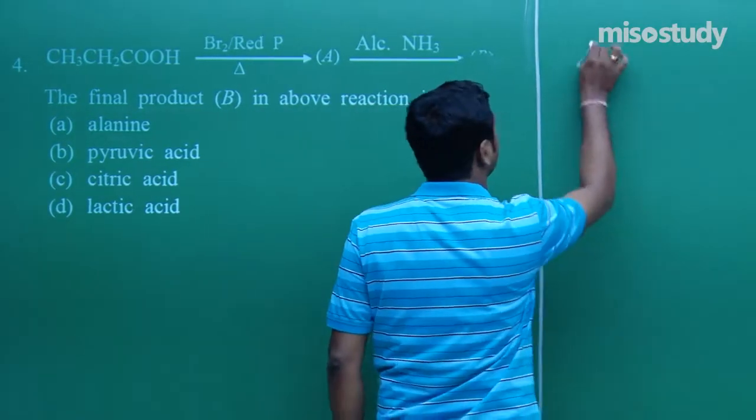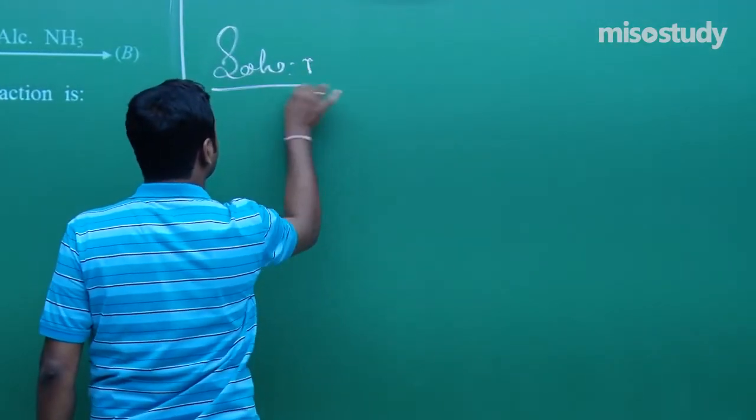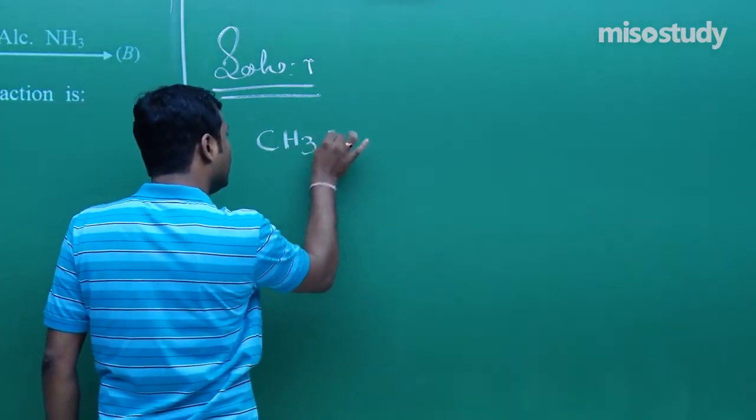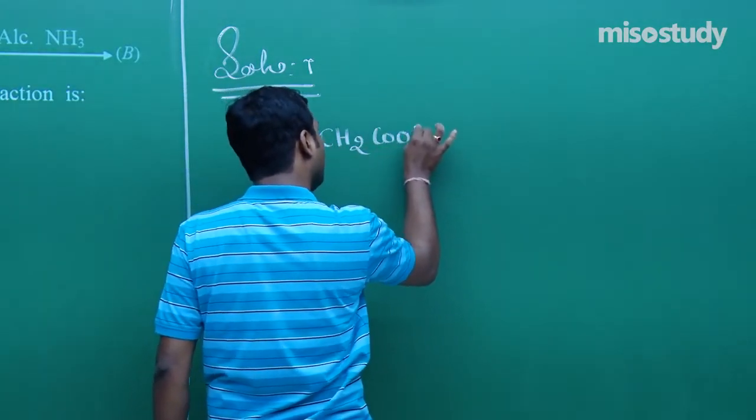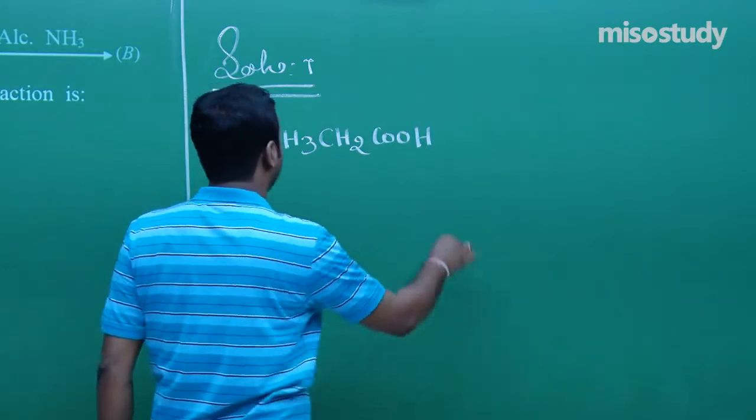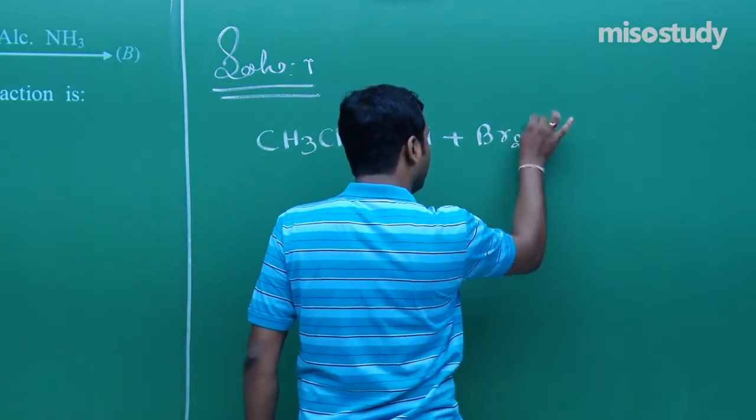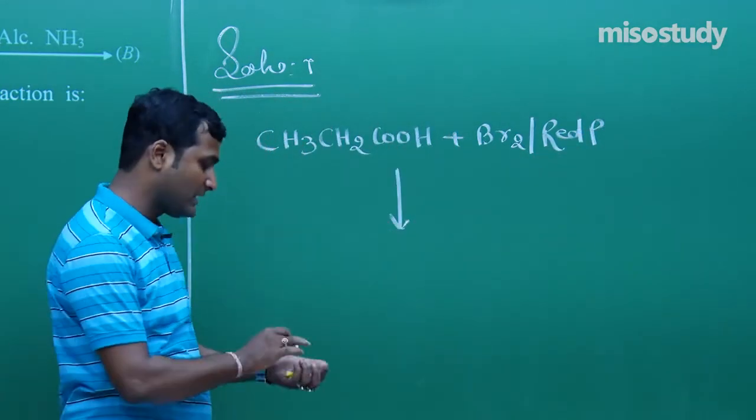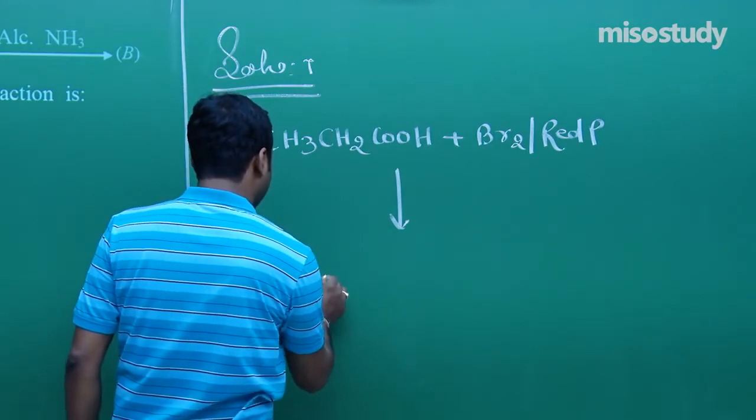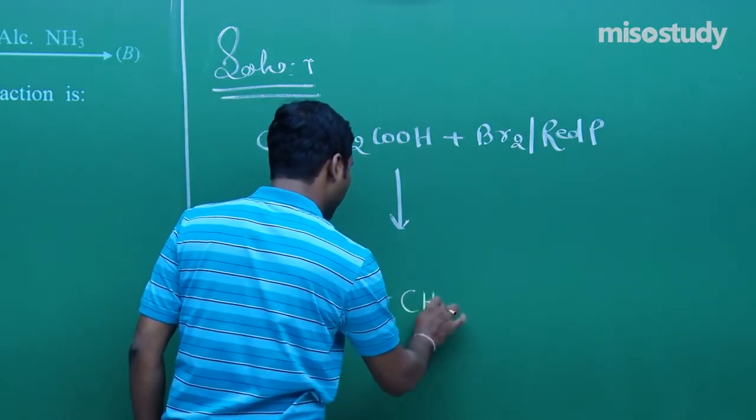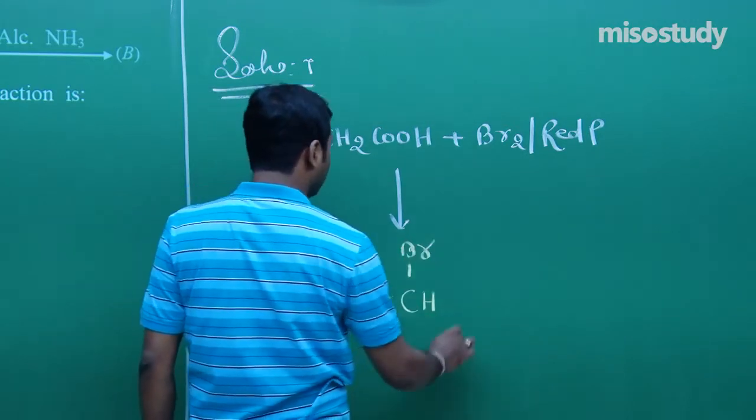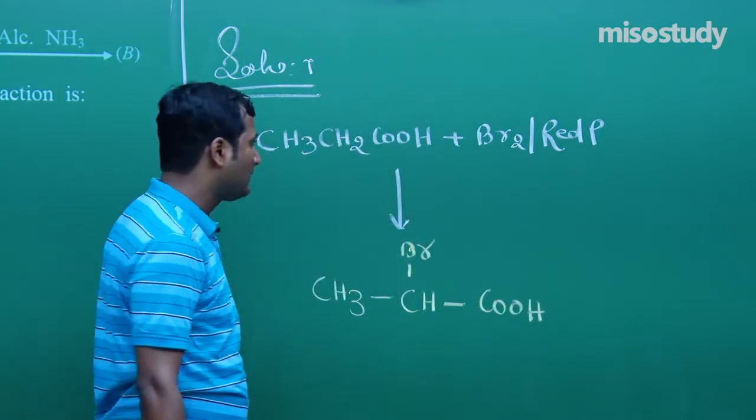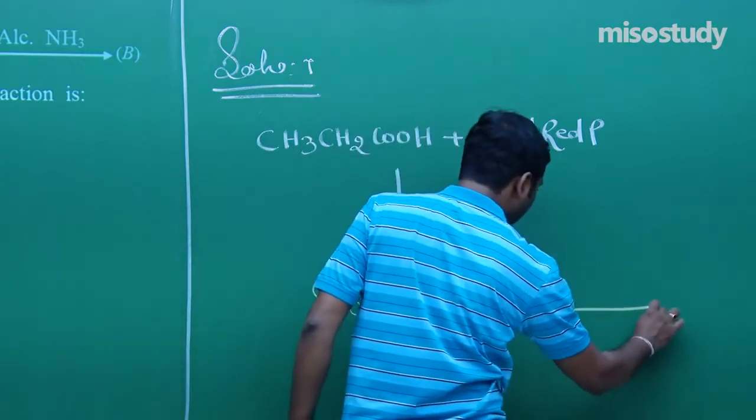Now I'm solving the question. Given here is CH3CH2COOH. On treatment with Br2 in presence of red phosphorus, what is the product here? The first product is CH3CHBrCOOH, and the byproduct is HBr. We do not need to write this.